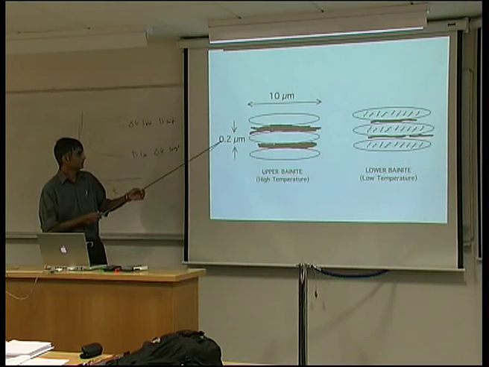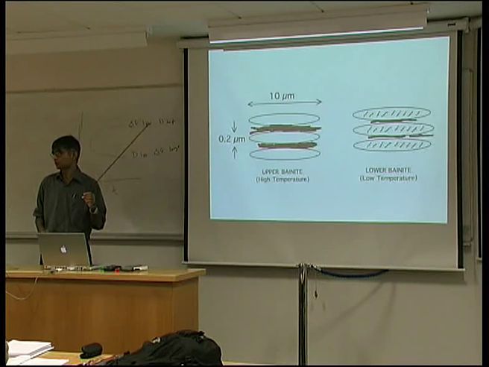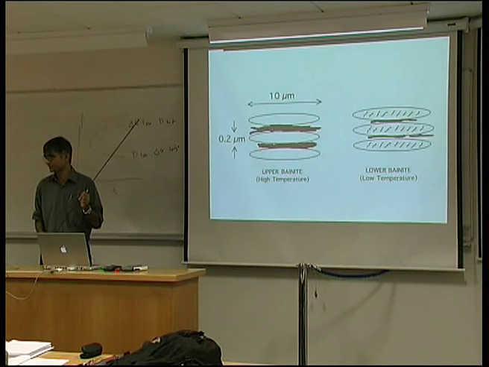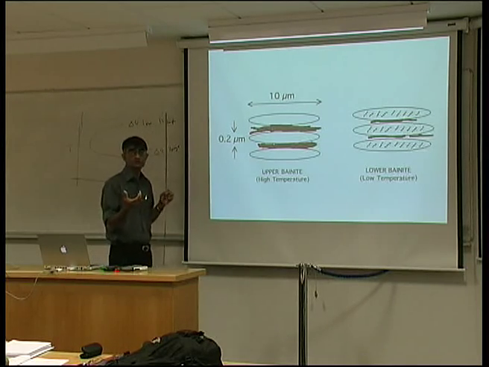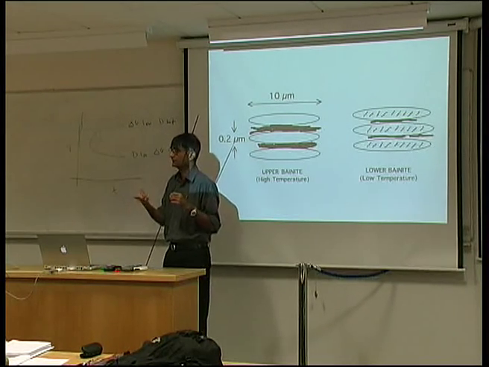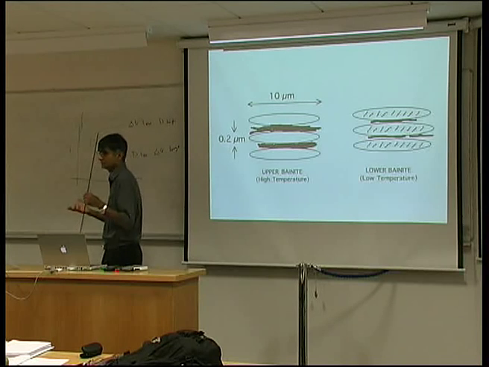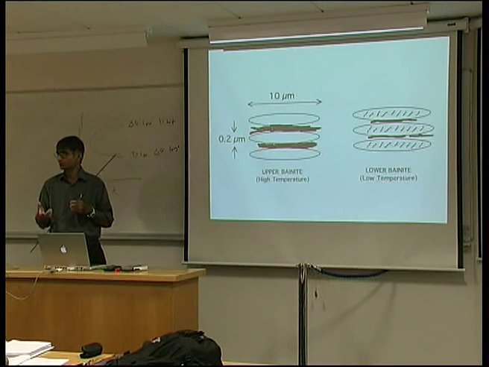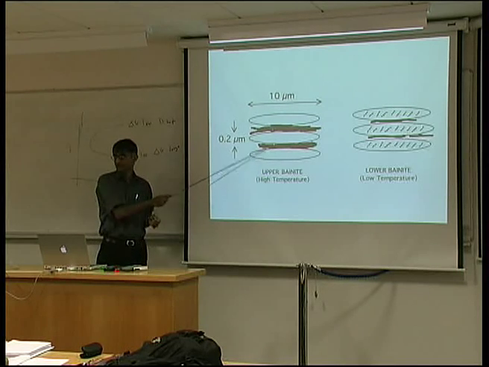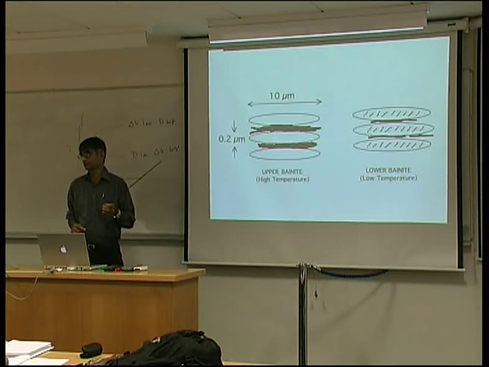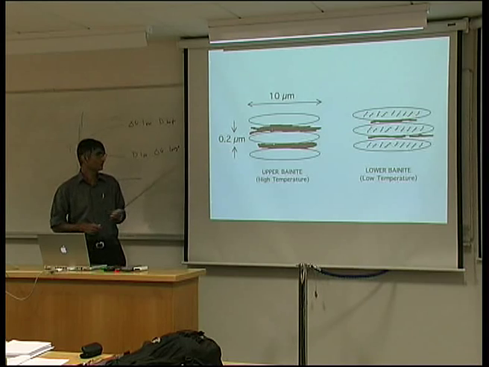Now, notice that this scale is below the resolution of an optical microscope. In an optical microscope, the wavelength of light that you use is of the order of 500 to 600 nanometers, in other words 0.5 to 0.6 of a micrometer. So you cannot resolve individual plates using an optical microscope. That's a fact of life. To observe bainite, you need to use transmission electron microscopy.